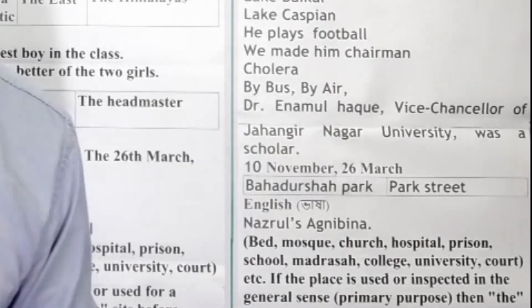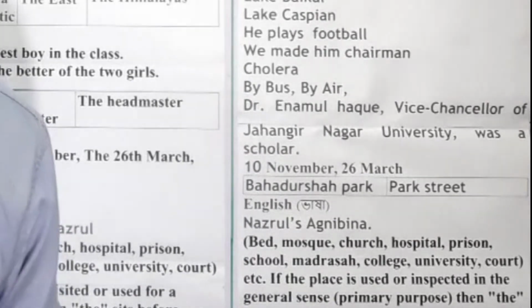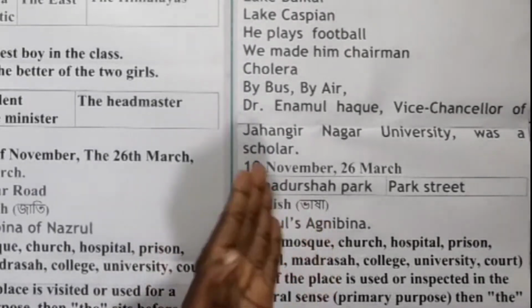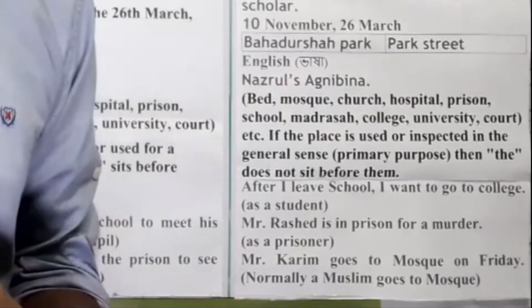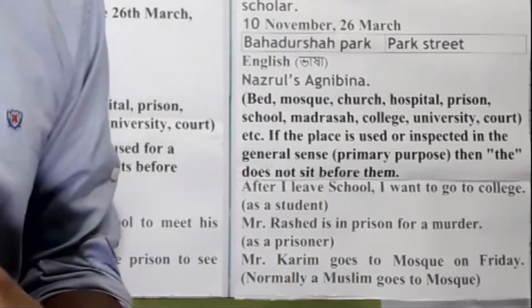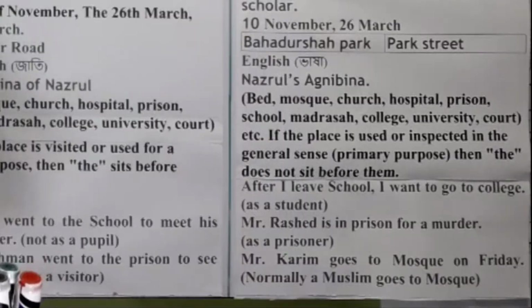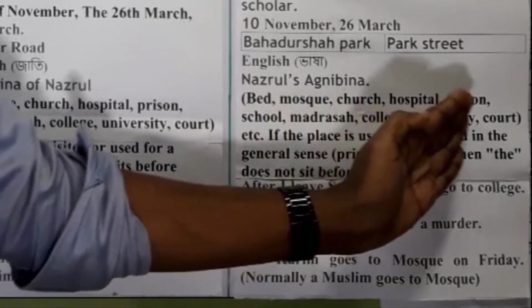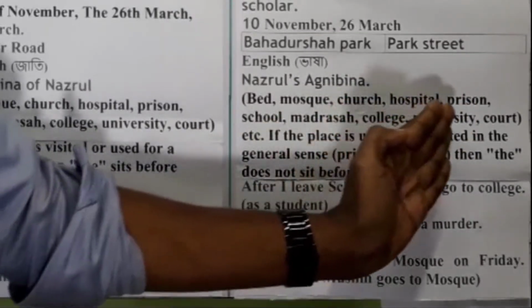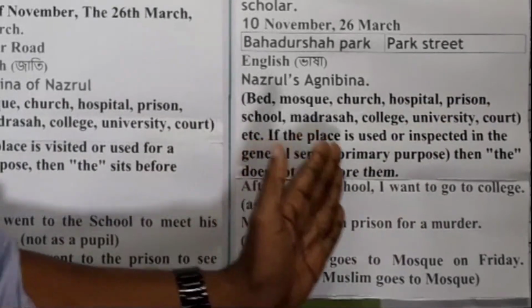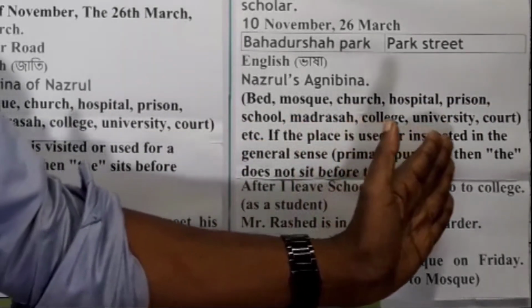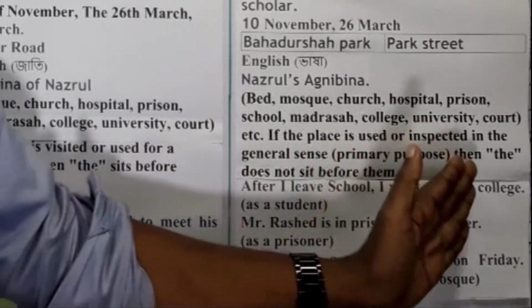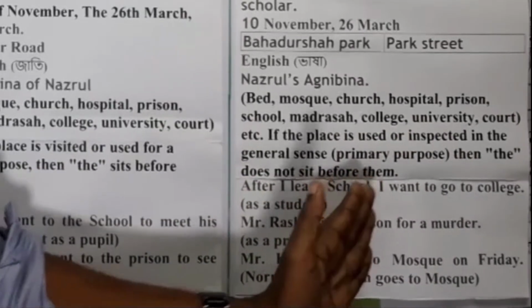If the author's name of a famous book precedes the book, the does not sit: Nazrul's Agnibina. But if the author's name is not before it, the sits: the Agnibina of Nazrul. Bed, mosque, church, hospital, prison, school, madrasa, college, university, court. If the place is used in the general sense, for its primary purpose, then the does not sit before them.